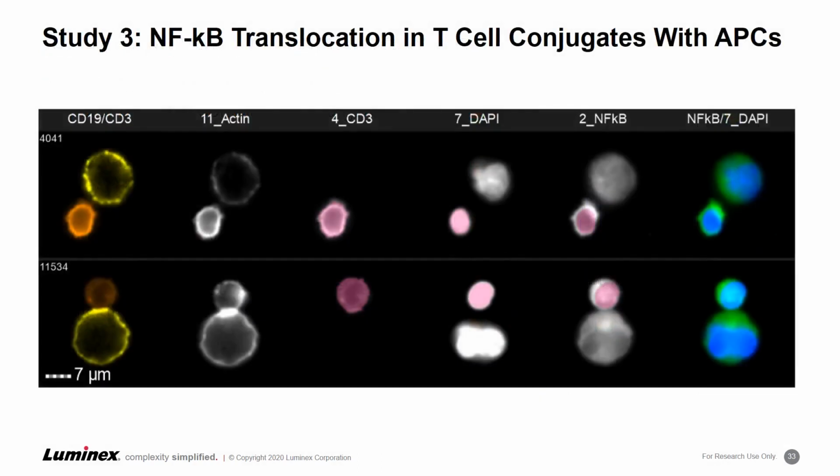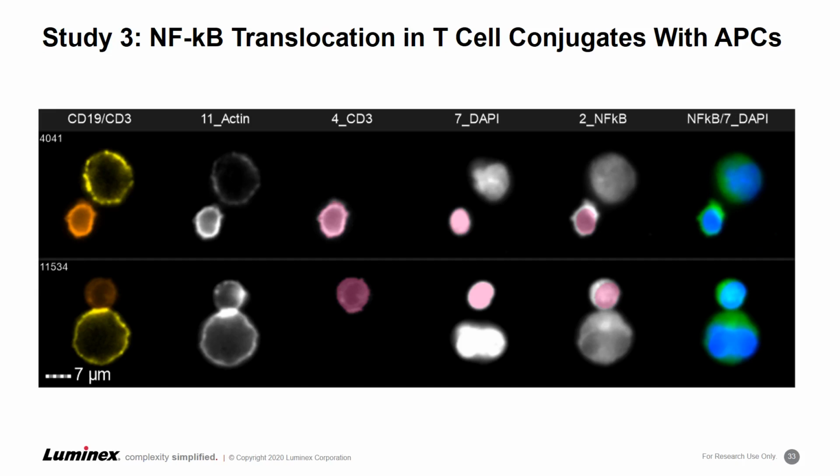Now back to our experiment. I'm going to show you some masking so that you can see how we can only measure the T cells' NF-kappa B translocation. On the top row are 2 cells, not in synapse. They aren't even touching, in fact. And on the bottom row, we have T cell APC conjugates that are in synapse.